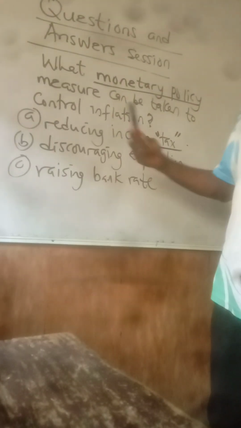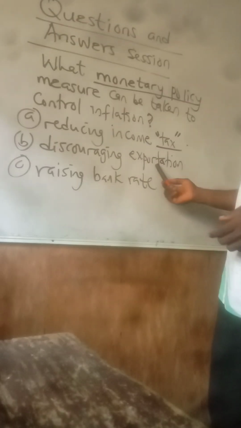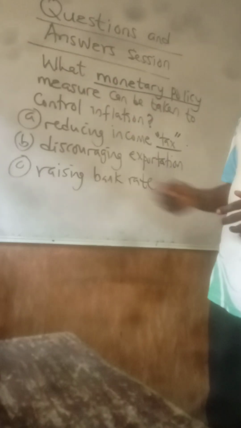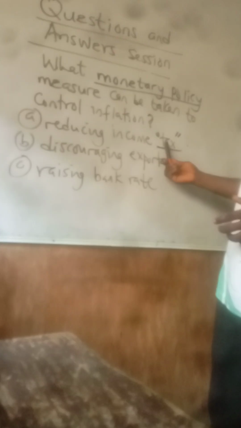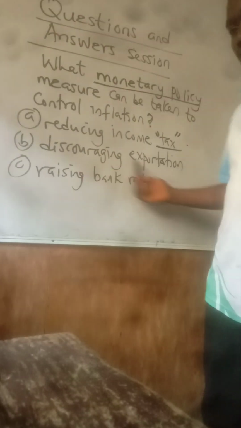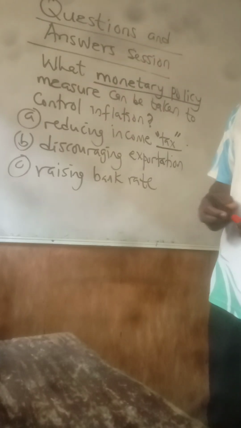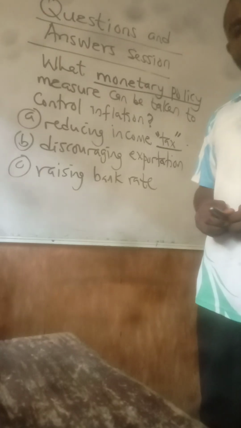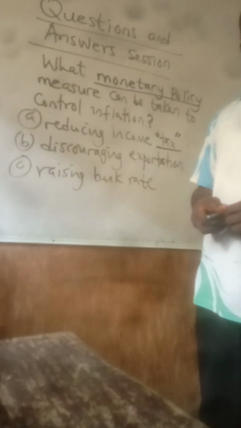Option B belongs to neither fiscal nor monetary policy. Discouraging exportation is, in fact, more of fiscal policy, because government can use tax to either encourage or discourage exportation. How do you think government can use tax to encourage exportation? Government can use tax to encourage exportation by reducing export duties.